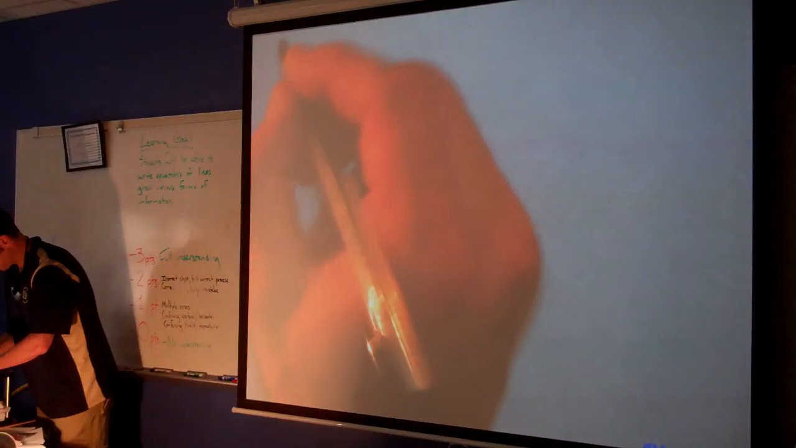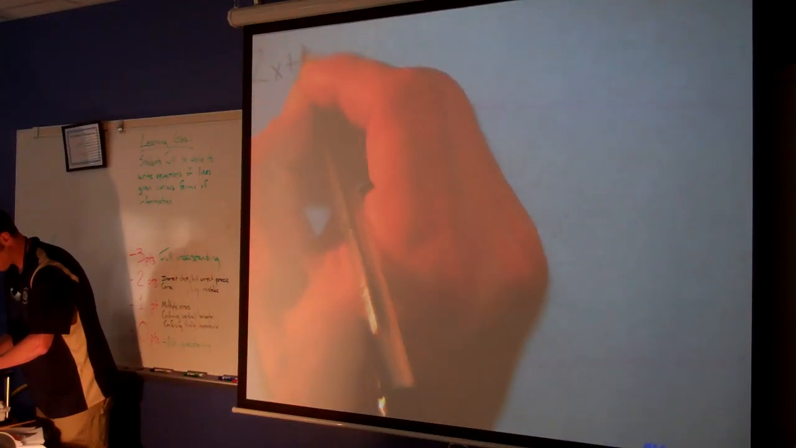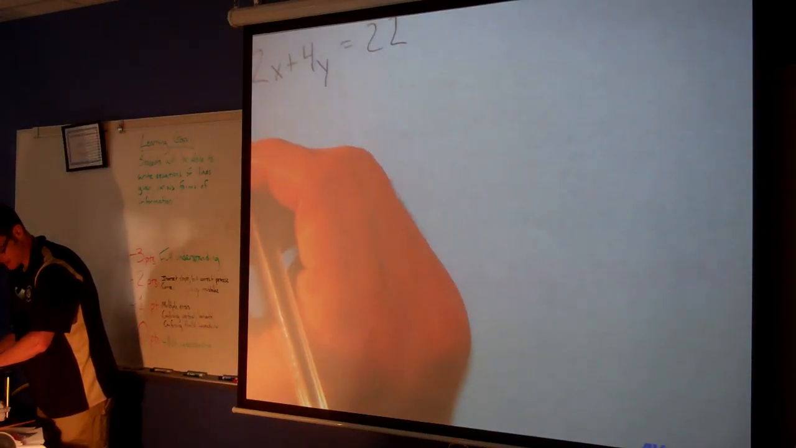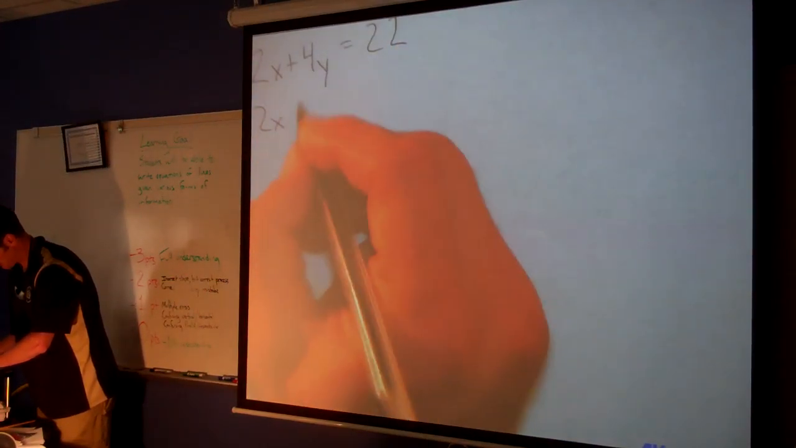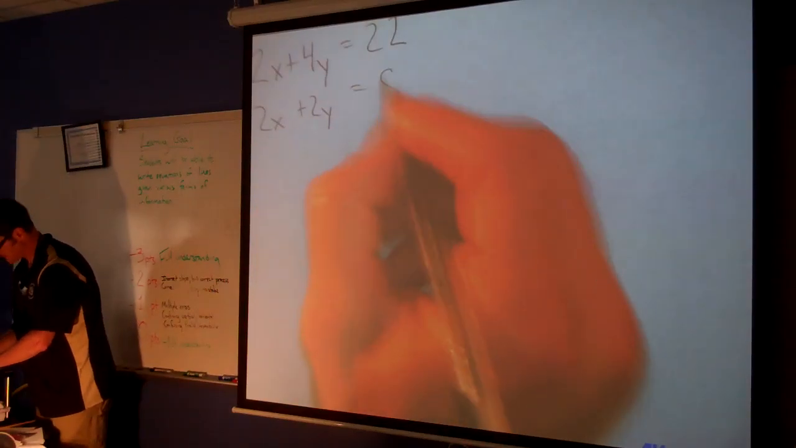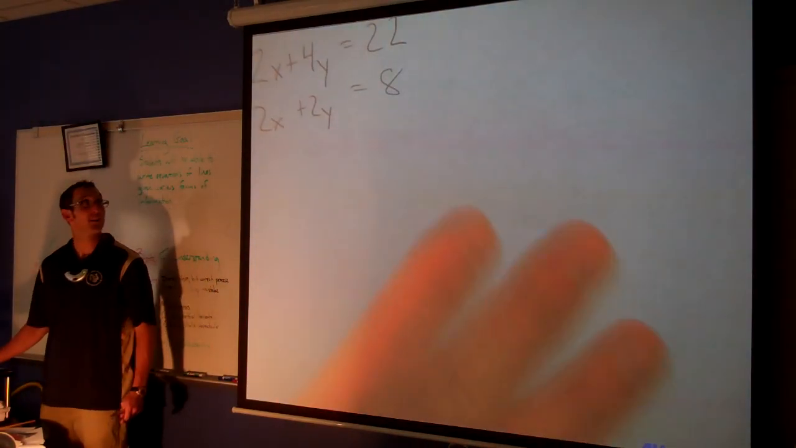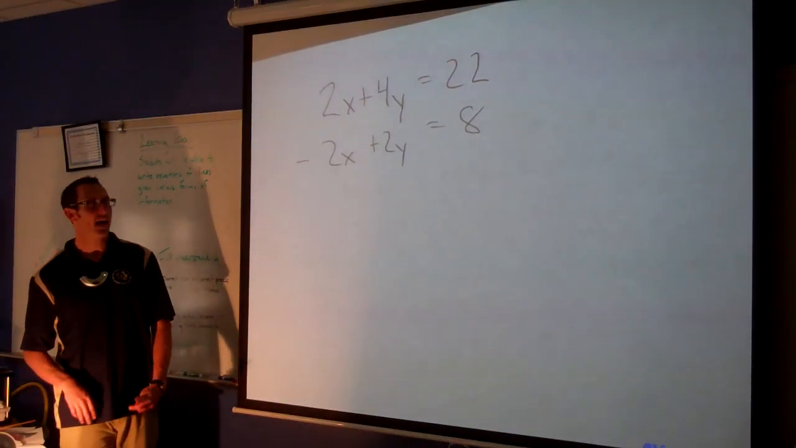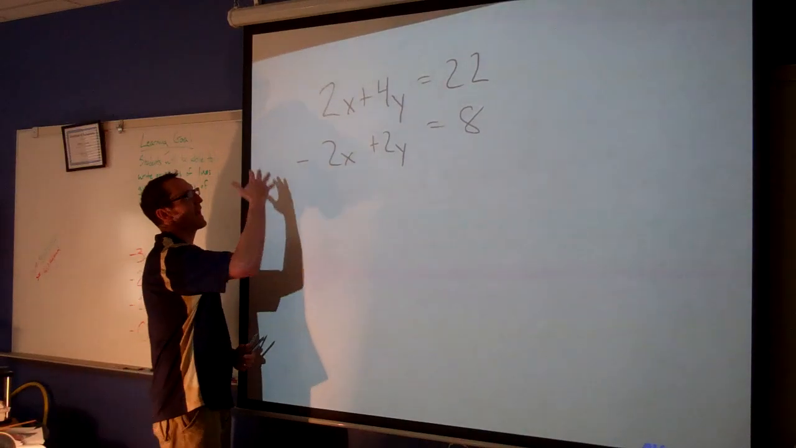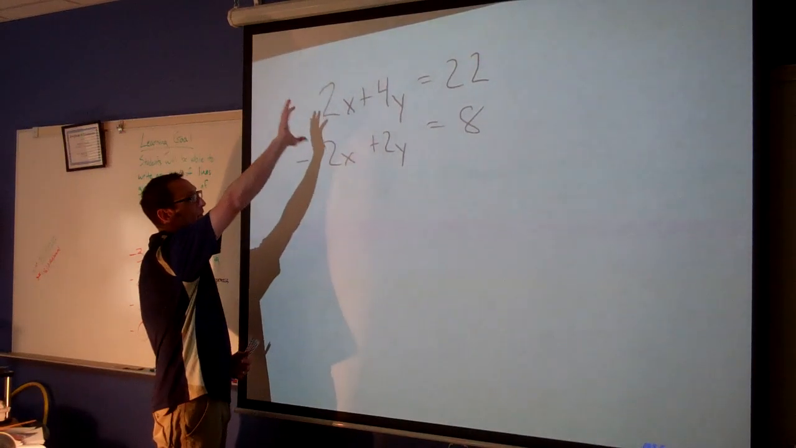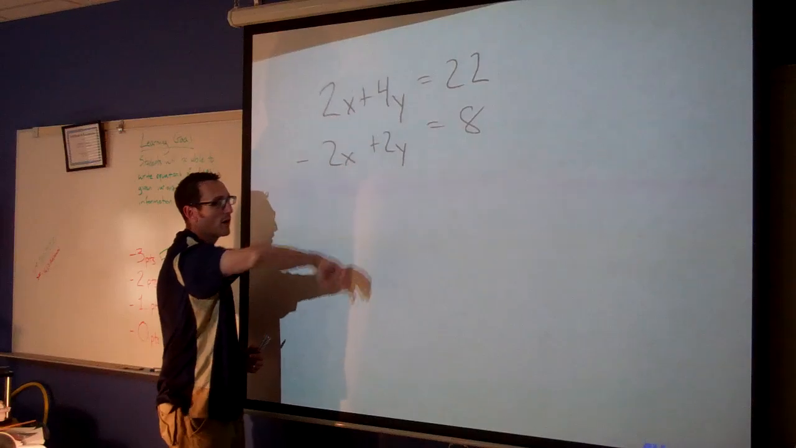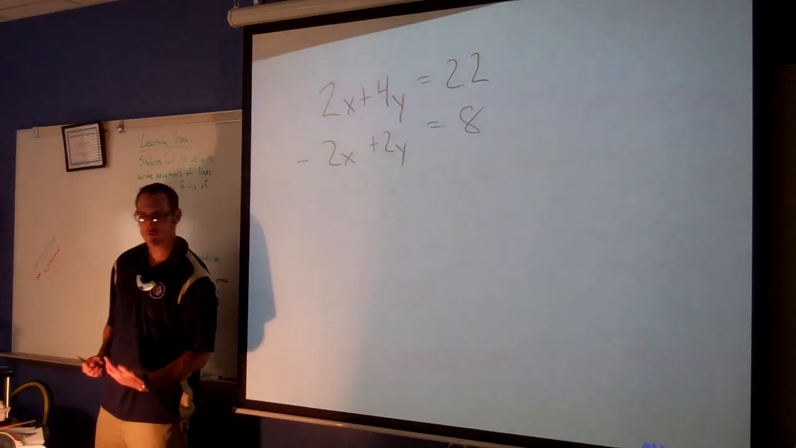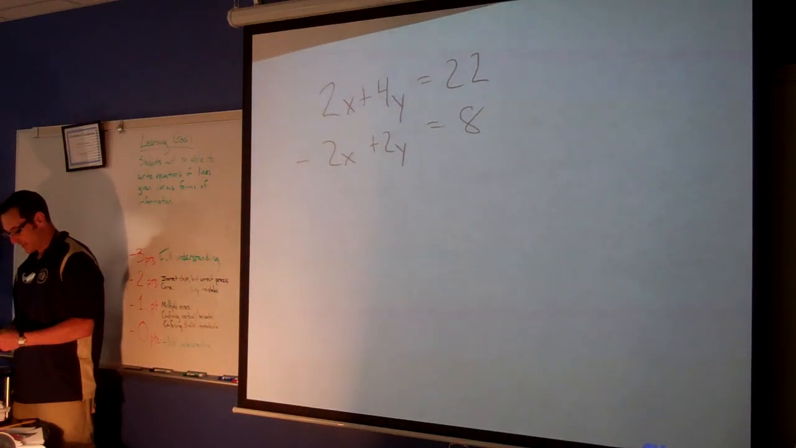So in the next example, let's say we have 2x plus 4y equals 22. Let's say we have negative 2x plus 2y equals 8. And I'm going to move pretty quickly through this because it's pretty much the same process as the previous example. We have to be able to recognize that if we add these two equations, everything is lined up. X's over x's, y's over y's, equal sign over equal sign. Everything is lined up. All we have to do is add straight down, and the x will cancel.